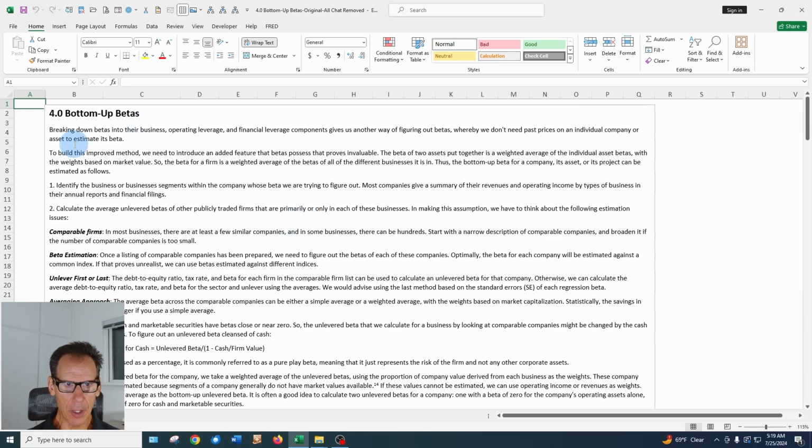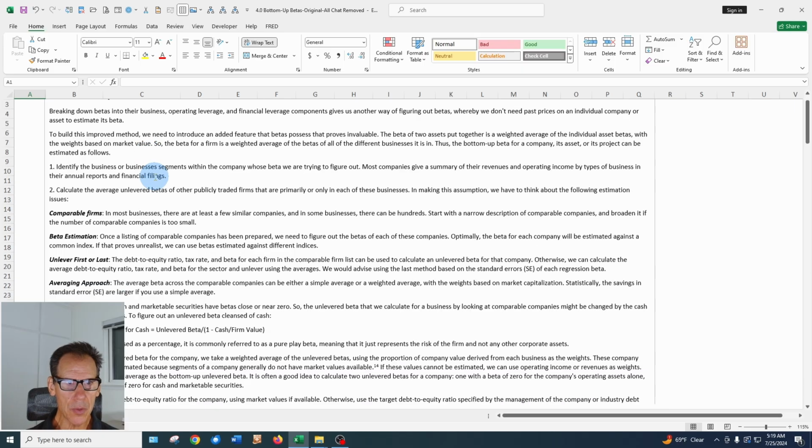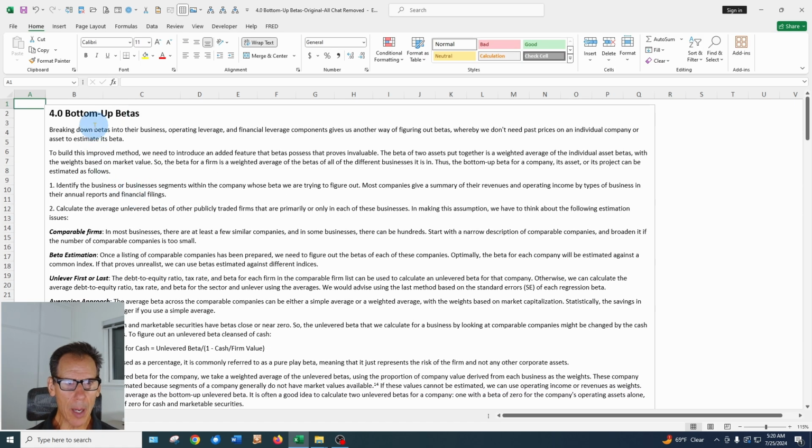Breaking down betas into their business operating leverage and financial leverage components gives us another way of figuring out betas, whereby we don't need past prices on an individual company or assets to estimate its beta. In the previous session, we were using regression betas, historical data, and a lot of number crunching. Here, we're going to use the most recent data in order to come up with betas.